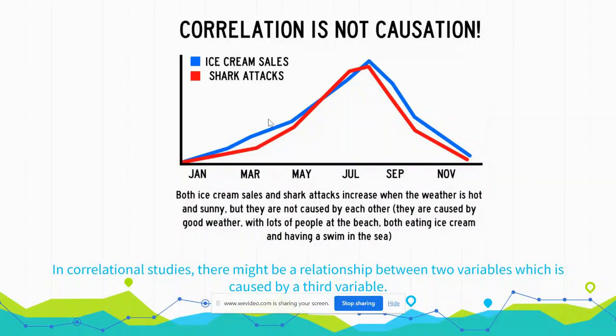Sometimes in correlational studies there's just a coincidence, or there is a relationship that you're just not seeing because there's a third variable involved.